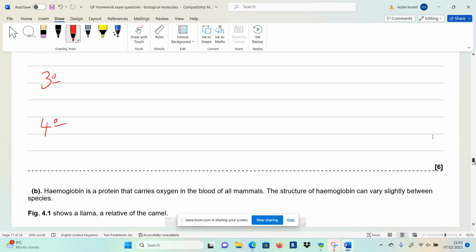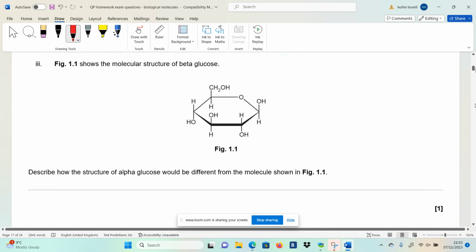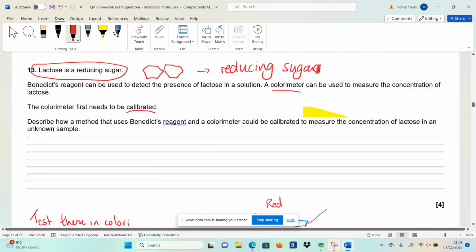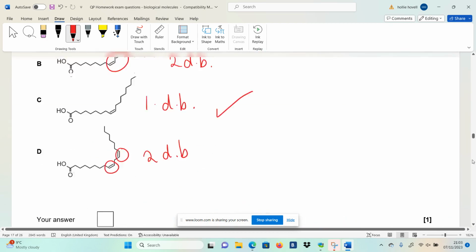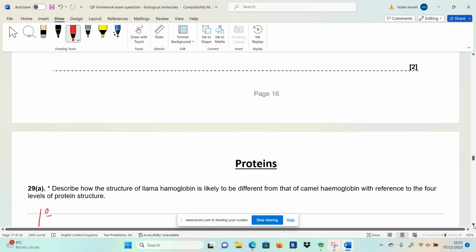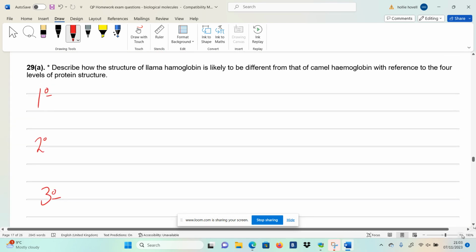We know what each level of protein structure is, and we've just got to apply it to the question. Let's go back down. We know that the primary structure of a protein is the sequence of amino acids, but just make sure that you link it back to the question. It's asking you, how is the structure of hemoglobin likely to be different in the 2 animals, the llama and the camel? So the primary structure is the sequence of amino acids.